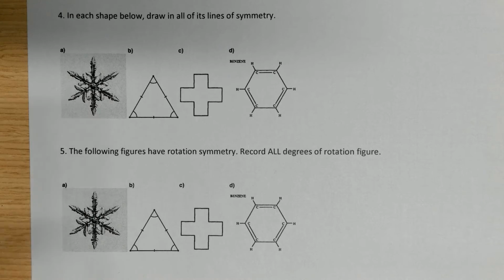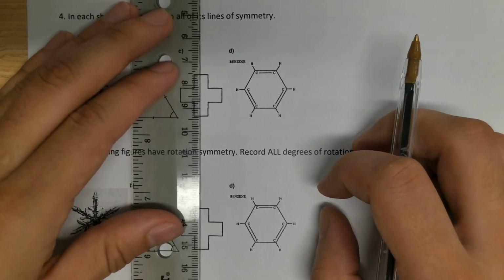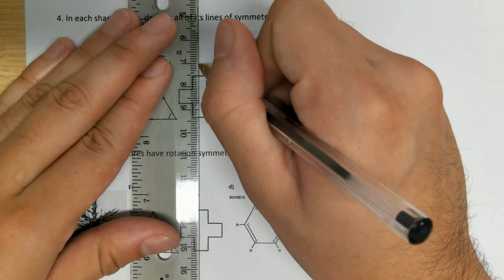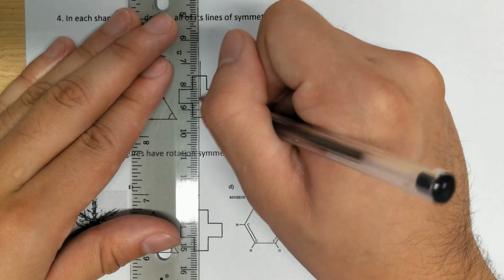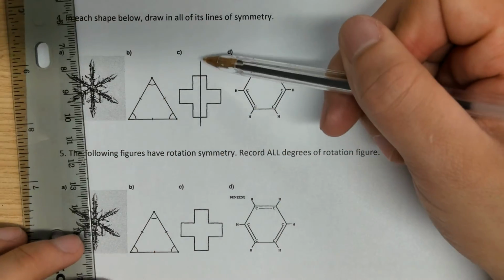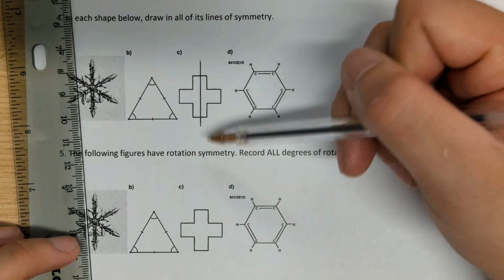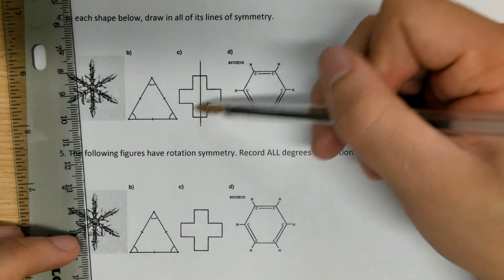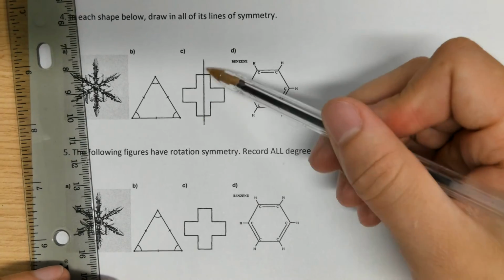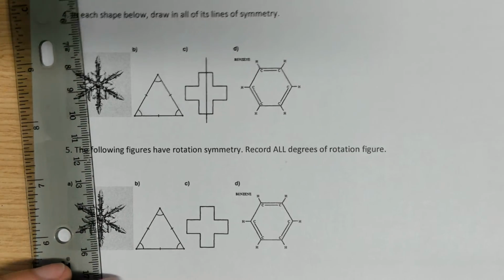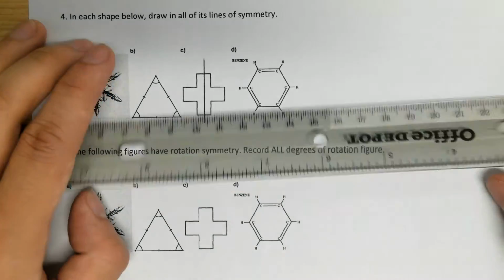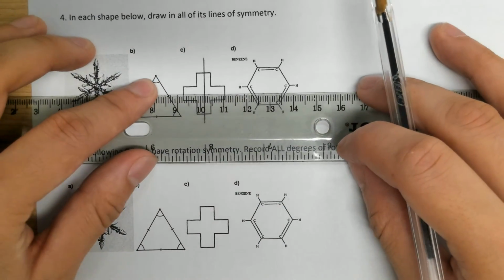Okay, the lines of symmetry, they cut an image in half, and that image will be cut in half perfectly, so that both halves will be equal to each other. So if you cut this cross in half like this, you're gonna have this half, and both halves will be identical to each other. So guys, this would be a line of symmetry. You want to draw all lines of symmetry, not just one. You want to draw all of them.